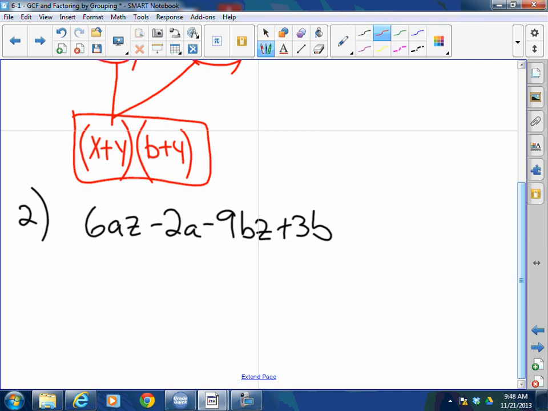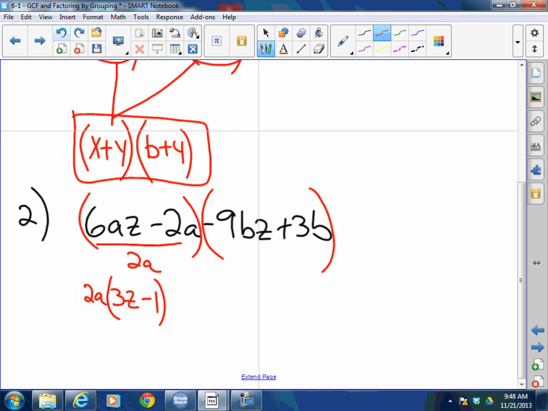Okay, pay attention. Here's where the minuses come in handy. This is a very good question. Go ahead and group your first two always. If that doesn't work, remember guys, put this guy here and put this guy there. If it doesn't work the first time, just switch the middle ones. Trust me. So from this first term, I'm going to take out a 2a, giving me 2a times 3z minus 1.